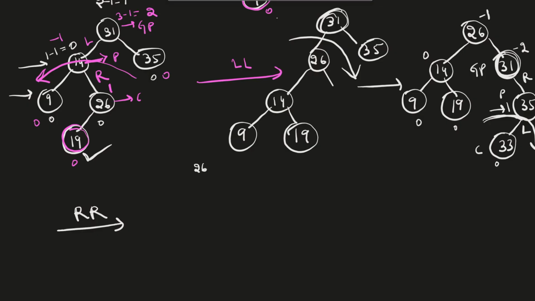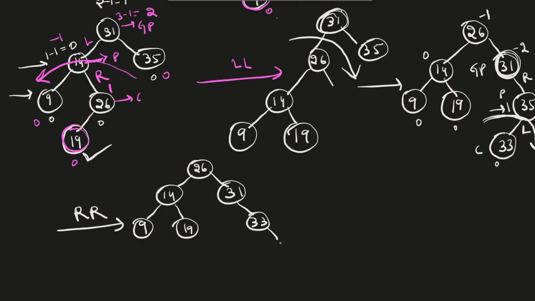So let's write. The left part would be same as it is, but the right side part, 35, would go to the right side, so 33 will take its place. Now, since this is in the form of RR, we need to do left rotation at the node where we are having the problem. 31 is the problem, so we'll simply rotate it to the left-hand side.